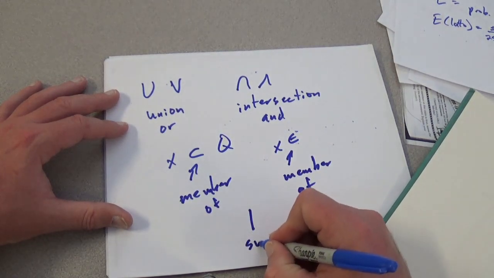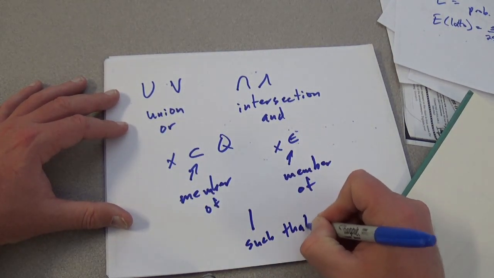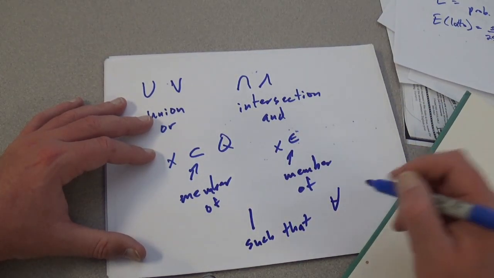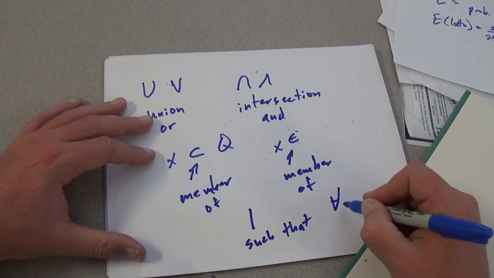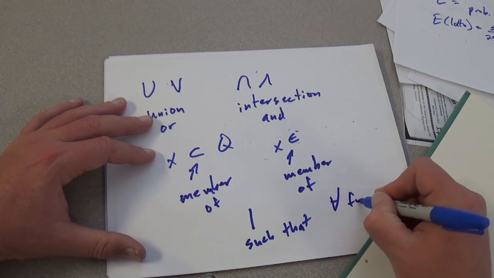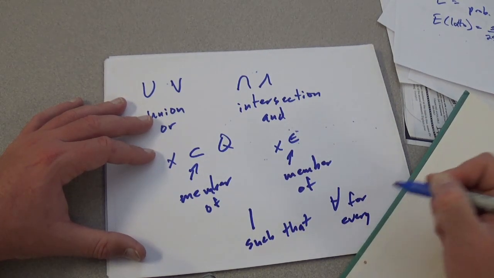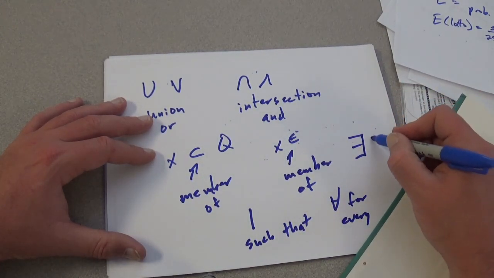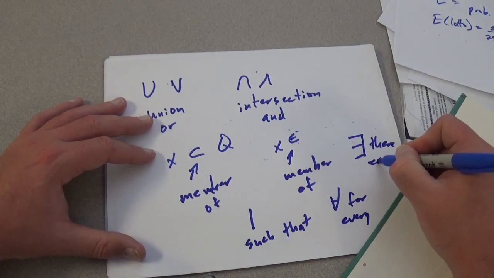The line just means such that. Upside down A means for every, and then the backwards E means there exists.